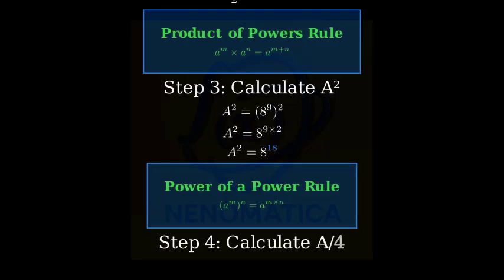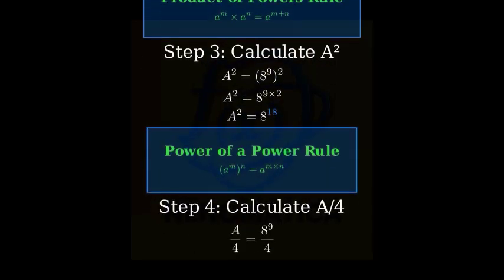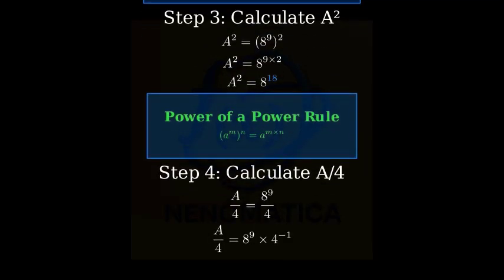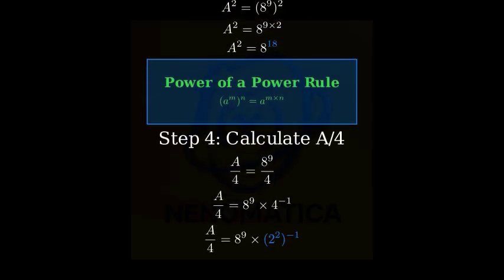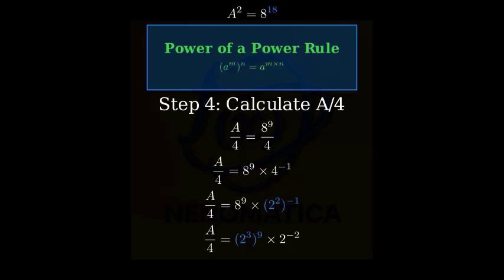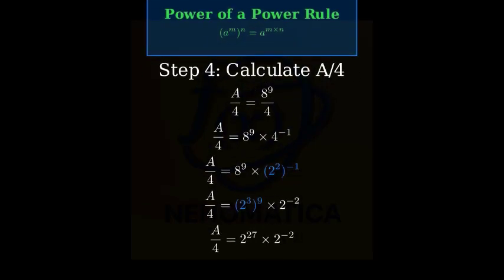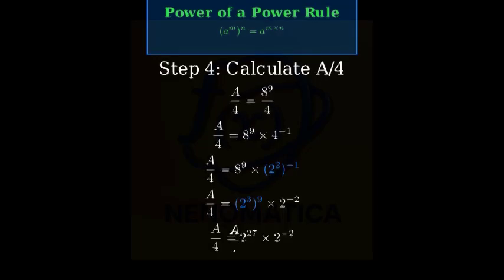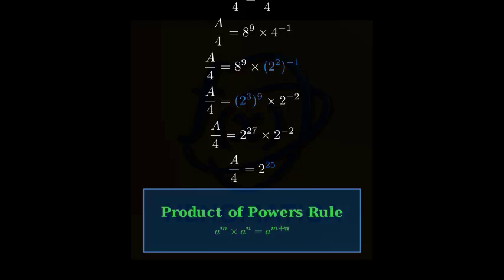Finally, let's calculate a divided by 4. A divided by 4 equals 8 to the power of 9 divided by 4. We can rewrite this as 8 to the power of 9 times 4 to the power of negative 1. Since 4 equals 2 squared, we have 8 to the power of 9 times 2 to the power of negative 2. Rewriting 8 as 2 cubed, we get 2 cubed to the power of 9 times 2 to the power of negative 2. Using the power of a power rule, we have 2 to the power of 27 times 2 to the power of negative 2. Finally, using the product of powers rule, we add the exponents to get 2 to the power of 25.